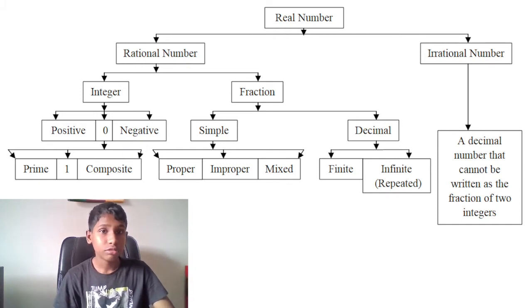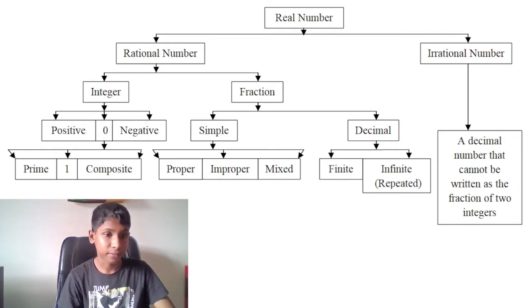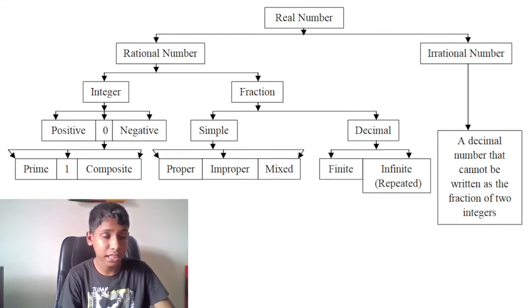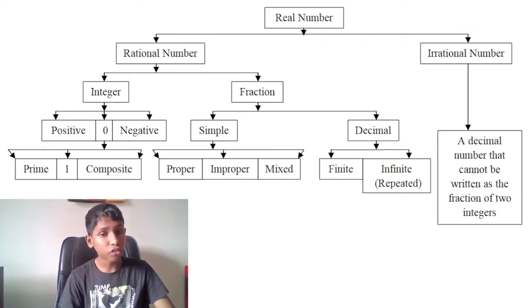So firstly, real numbers are divided into two main categories. They are rational numbers and irrational numbers. Rational numbers are basically numbers which can be expressed as a fraction of two integers. That means 0.75 is a rational number because it can be expressed as a fraction of two integers, as 3 by 4. So that means that it's a rational number. Then 4 by 5, which is 0.8, so 0.8 is another rational number because it can be written as 4 by 5.